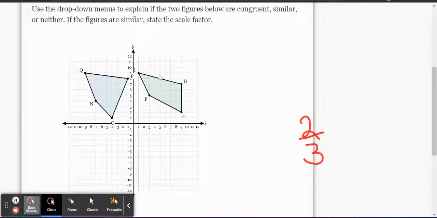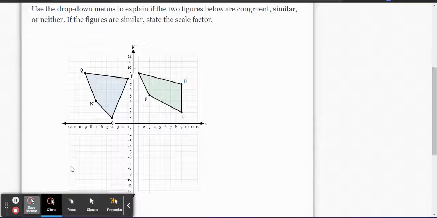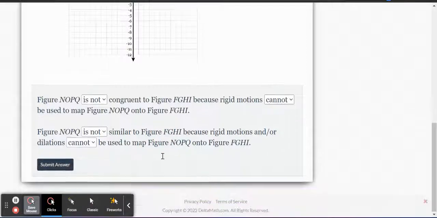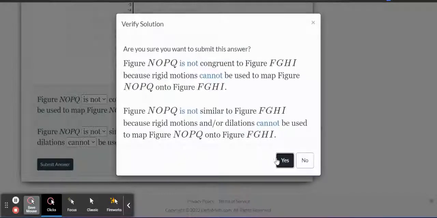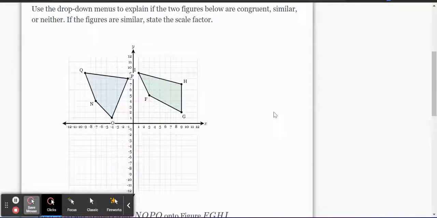But you could have a situation where it's neither, not similar whatsoever, like this one. It looks like it's being warped. All right, so let me clear this ink. This is being warped. It doesn't even look like it stays the same shape. So if it doesn't stay the same shape, it is not congruent. Rigid motions can't be done. It's not similar because dilations can't be done. And so it's neither, pretty much. Okay, so sometimes you're going to have that scenario.